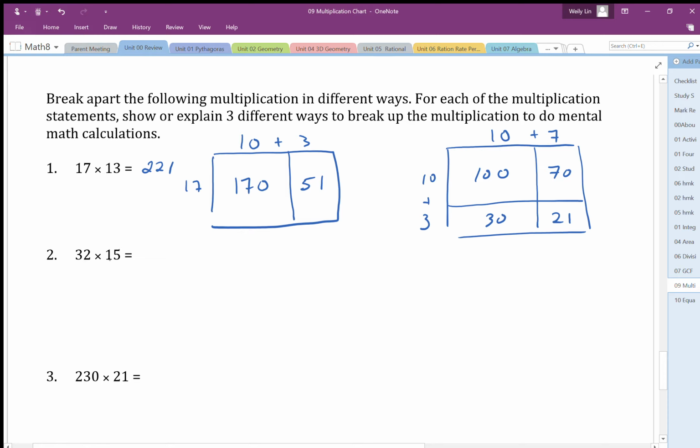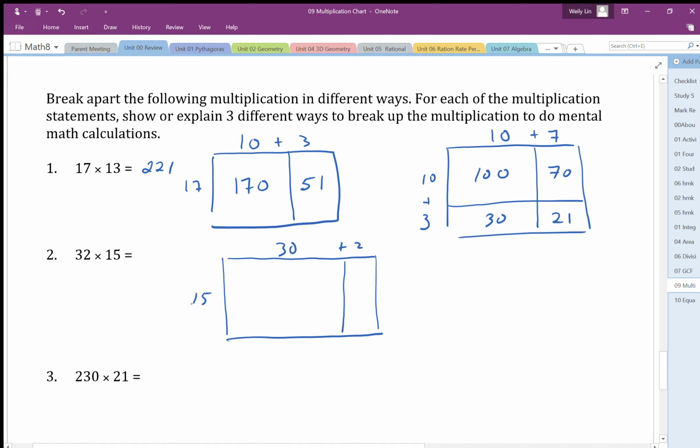So 32 times 15, there's a few ways this can be done. Multiplying by 5s or 15s is a little bit easier, so I'm going to keep that as 15, and I'm going to break that 32 into 30 plus 2. Let's move this over a little bit. And again, this can be done in lots of different ways.